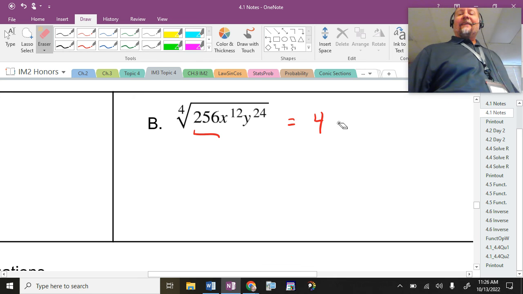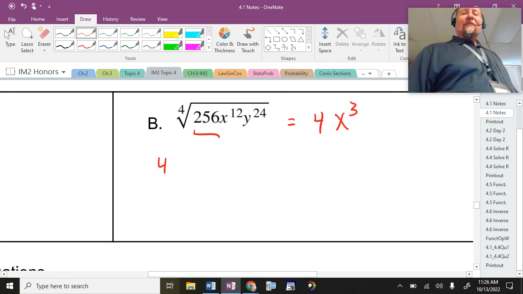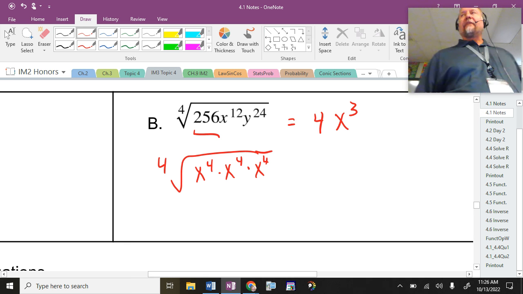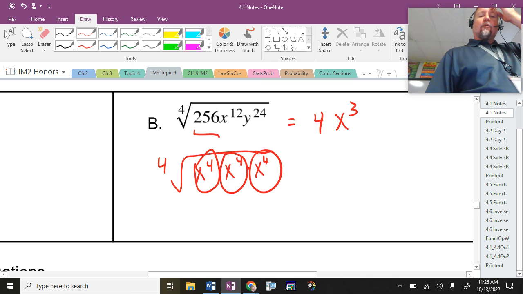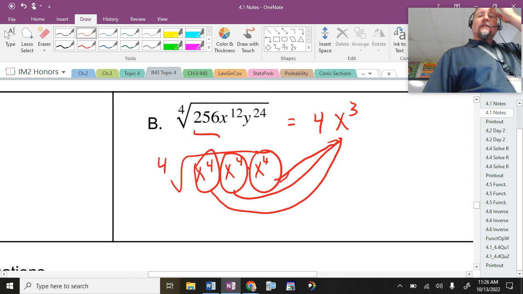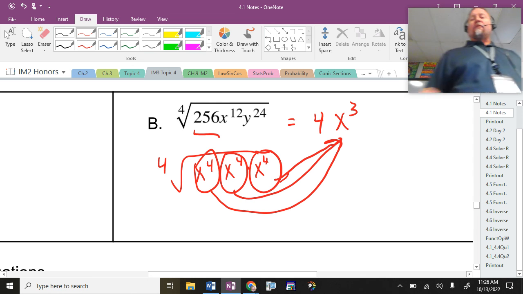X to the what? What gets broken out? 3, 2, 1, go. 3. It's got to divide. If I just look at the x's, this is x to the fourth times x to the fourth times x to the fourth. That is 12 x's multiplied together. For every x to the fourth, 1 x gets to come out. That's 3 x's that come out. So let's go faster on this.